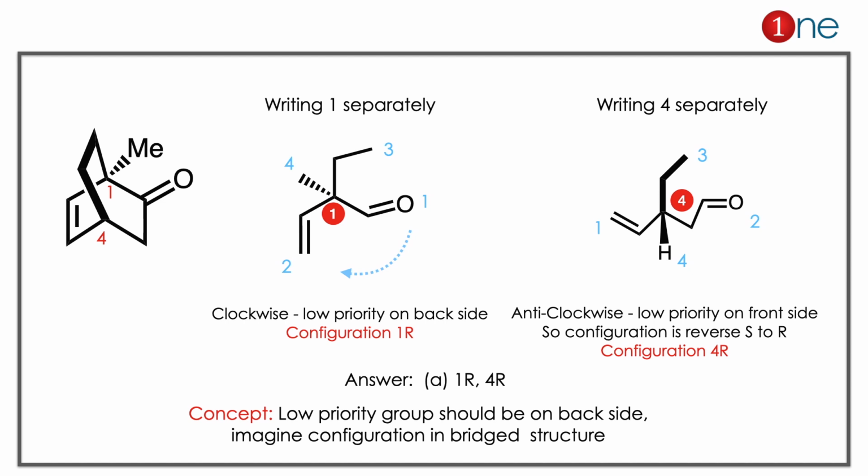Then the 4th one, we write it separately. The first position is the alkene here, because the carbonyl is away from the carbon. So alkene is first, carbonyl is second, third is ethyl, and 4 is hydrogen. Here the hydrogen, the 4th priority group, should be on the backside. If the lowest priority group is not on the backside, the configuration will be reversed. So the configuration here, 1, 2, 3, is S. If you reverse it, it is R. So 4 is also R, and the answer is A, which is 1R and 4R. The concept here is that the low priority group should always be on the backside, and you have to imagine the configuration in the bridged structure.